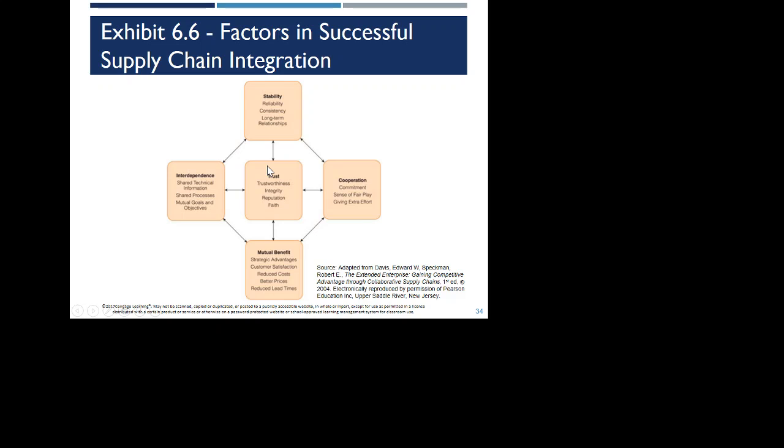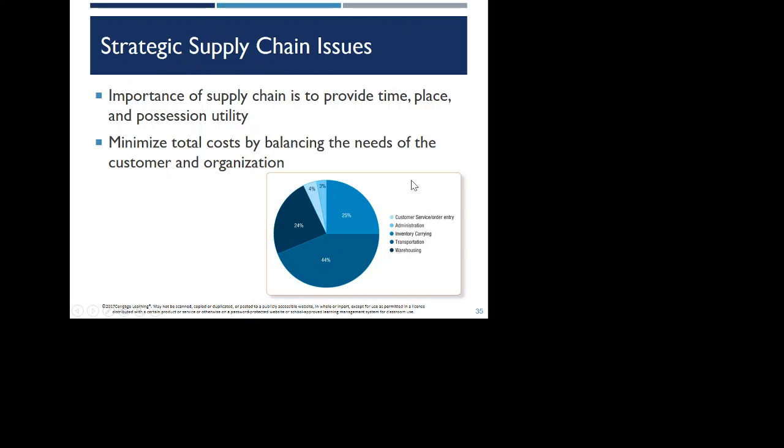Figure from the book here, just about things that help you get supply chain set up in a way that's going to be successful, things like cooperation, trust, stability, stuff like that. Okay, time, place, possession, utility. We've kind of talked about this in different words already.